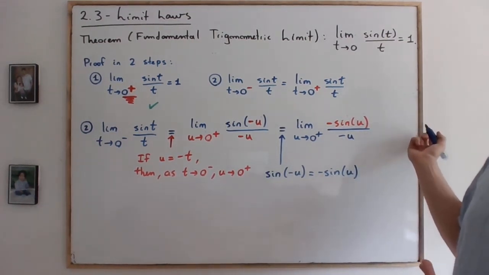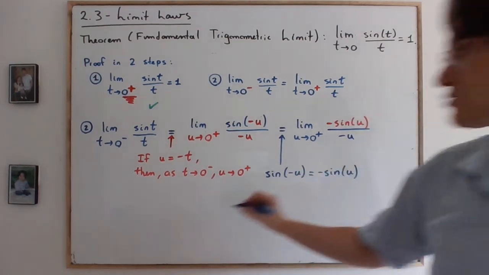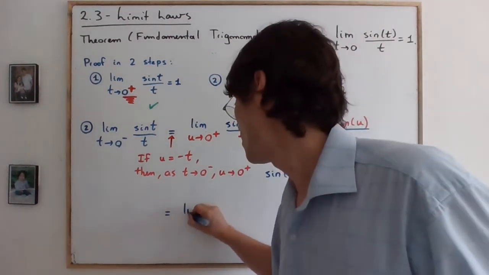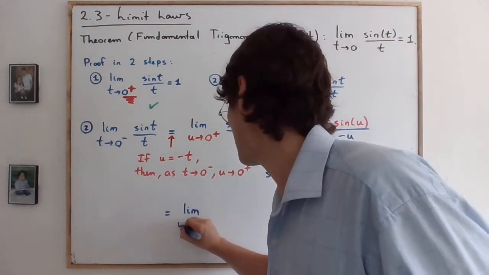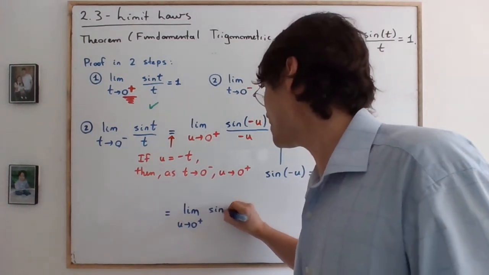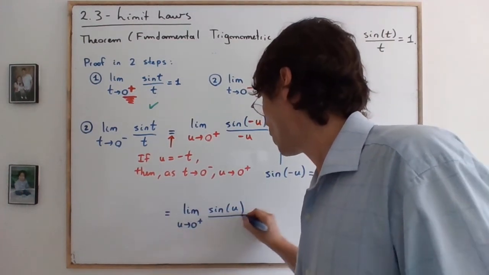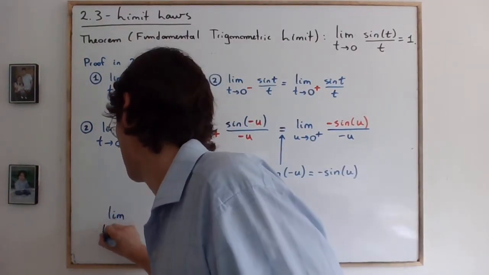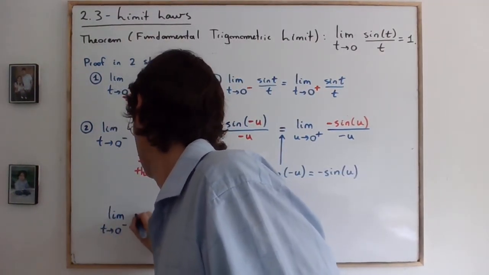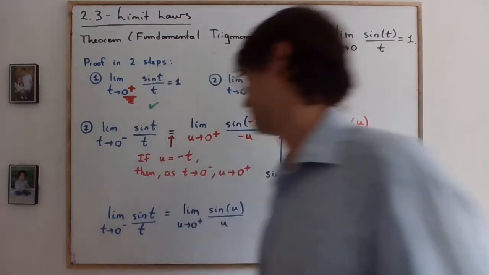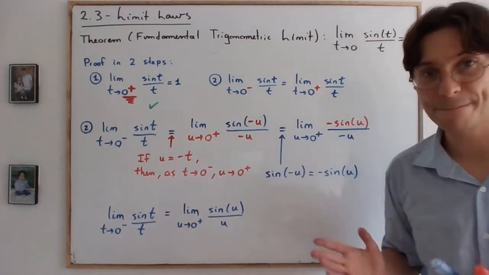Now, obviously, as we simplify the negative signs, we get the limit as u is approaching 0 plus of sine of u over u. Okay, so let's actually copy this down.